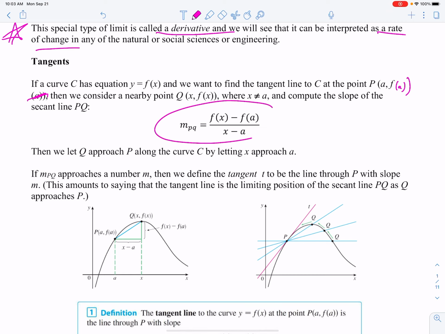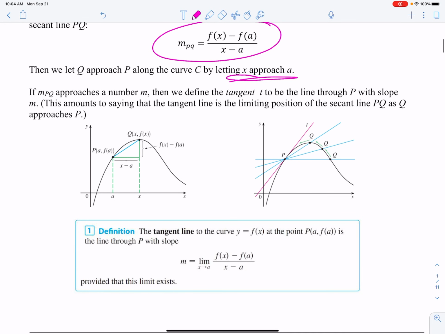So this is what we did a couple sections ago. M sub PQ means the slope between points P and Q. Then we let Q approach P along the curve C by letting x approach a. Remember, we keep bringing those points infinitely close together, and that gave us our limit.